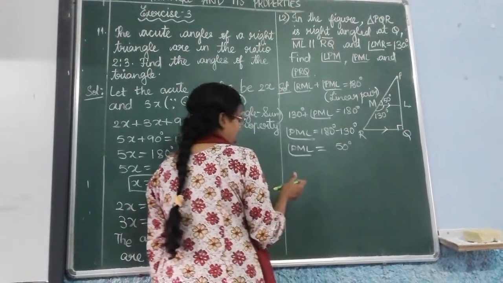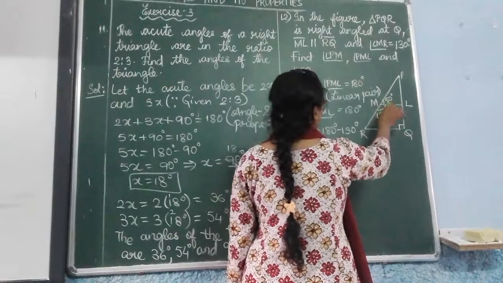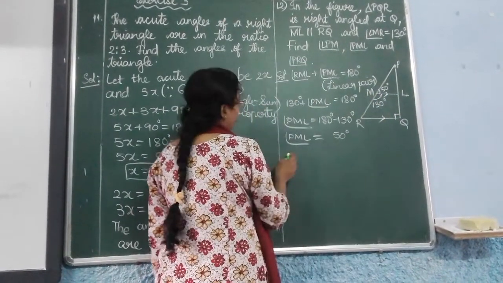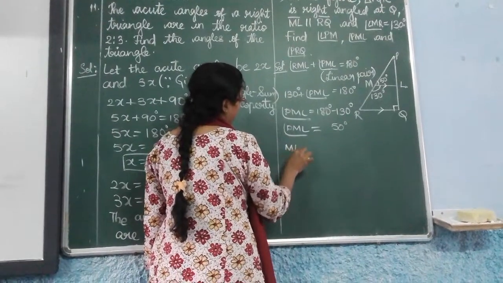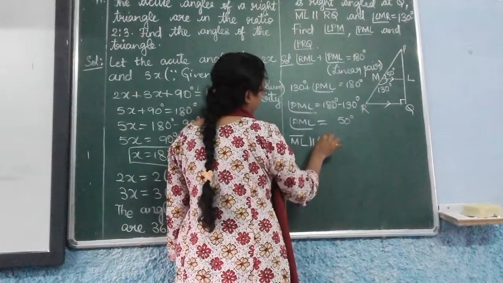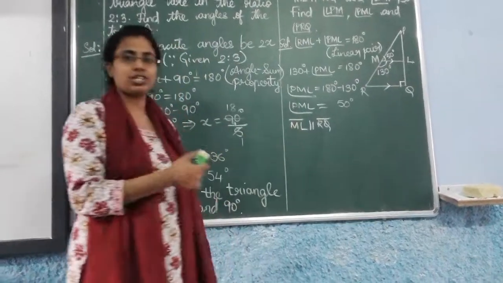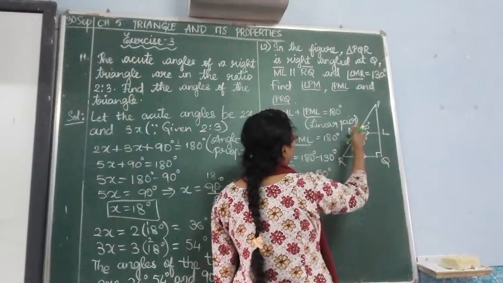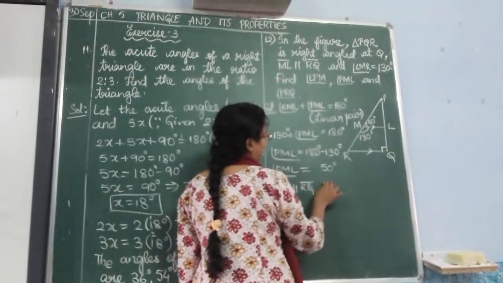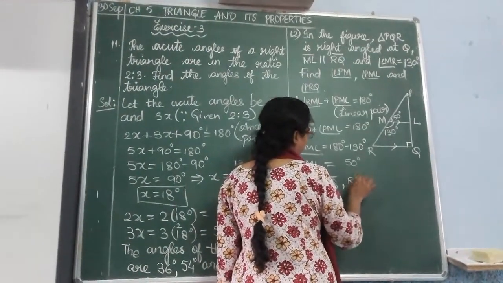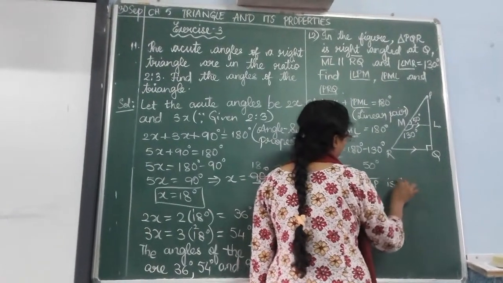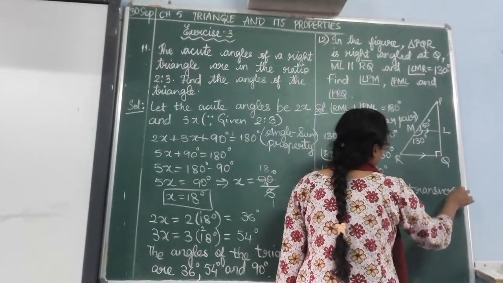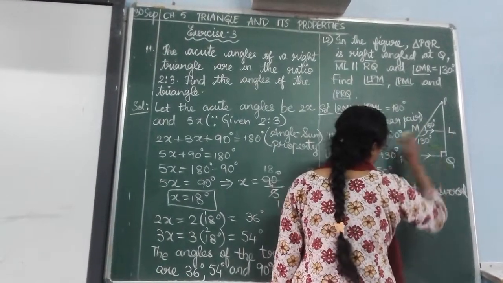Now let us do the next step. As you got this whole part is given, these two are parallel lines, you know. So ML is parallel to RQ. This is given in the question, so we are taking that part only. Now let us take RM or RP as the transversal.